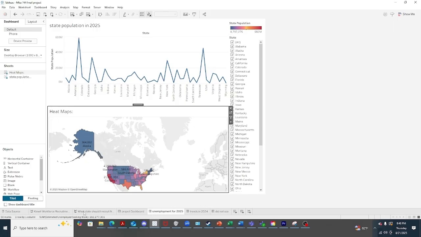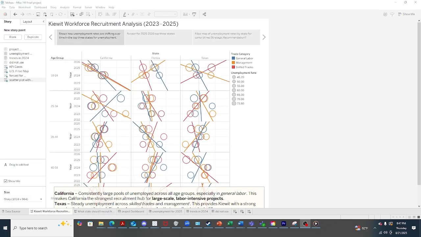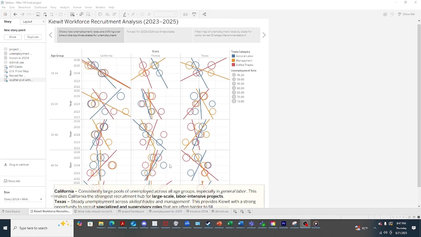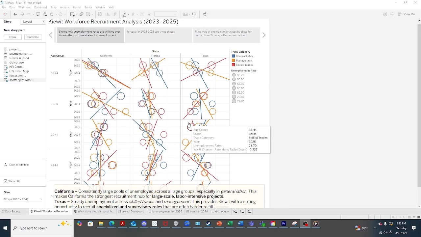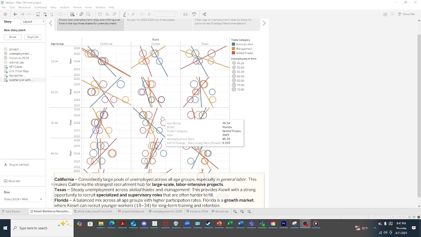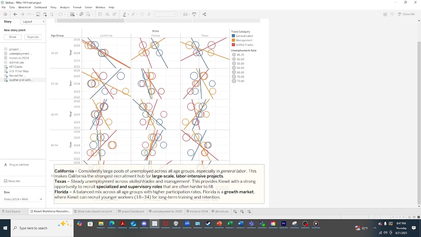Now, when we're coming to the year over year, you can see right here that I chose to use the year over year in order to see the process of the trends, in order for Kiewit to tell that California, Florida, and Texas are good. And that brings me to my conclusion, when we're talking about the different states and which one Kiewit should focus on recruiting from.